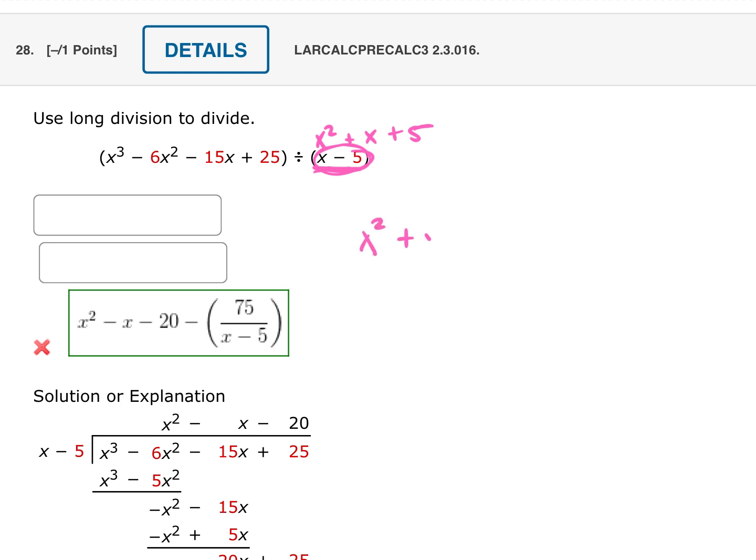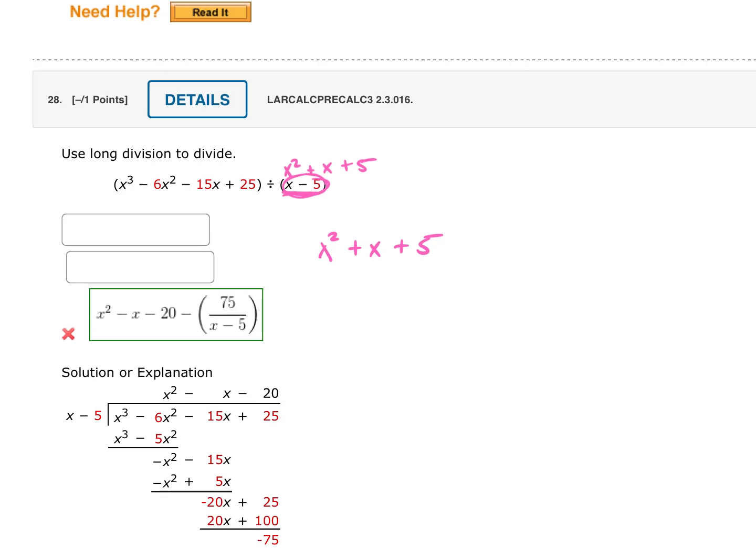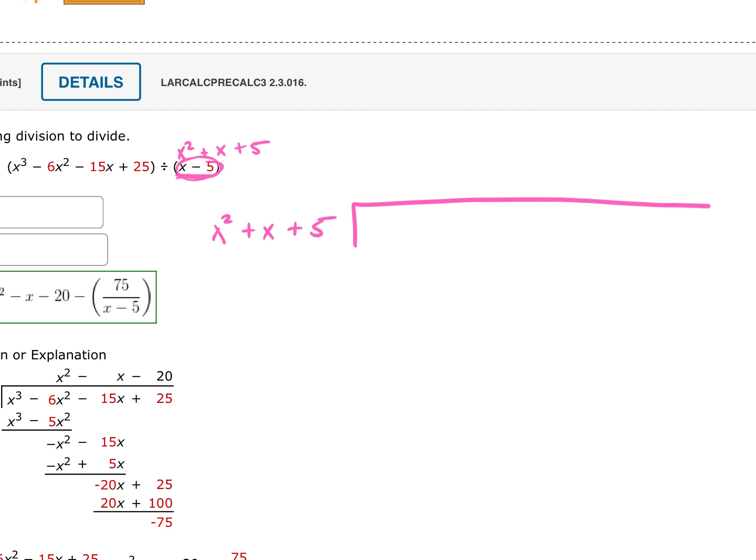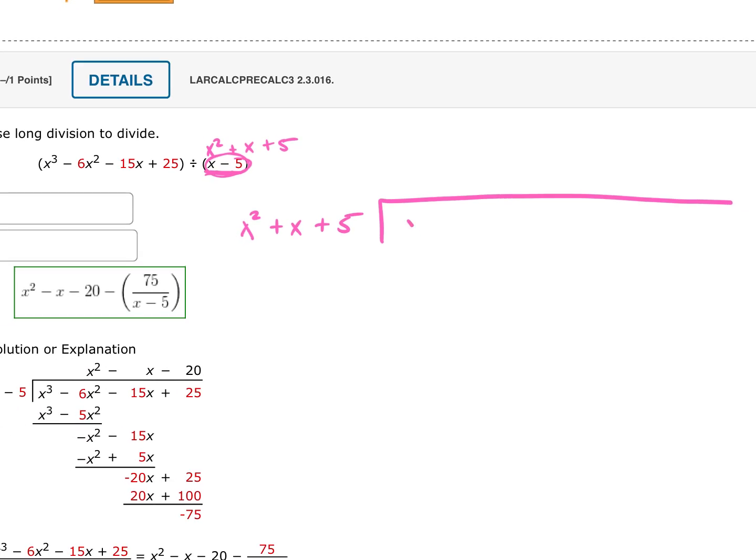So x squared plus x plus 5 is going to go on the outside. And then inside, we have x cubed minus 6x squared minus 15x plus 25. Remember, if you are missing any term inside the box, make sure you put a 0 in that spot. Like if I didn't have an x squared, I'd want to put a 0x squared in that spot. So inside the box, you need every term as a placeholder. But here we have the 3rd power, 2nd power, 1st power, and our constant, so we're good.